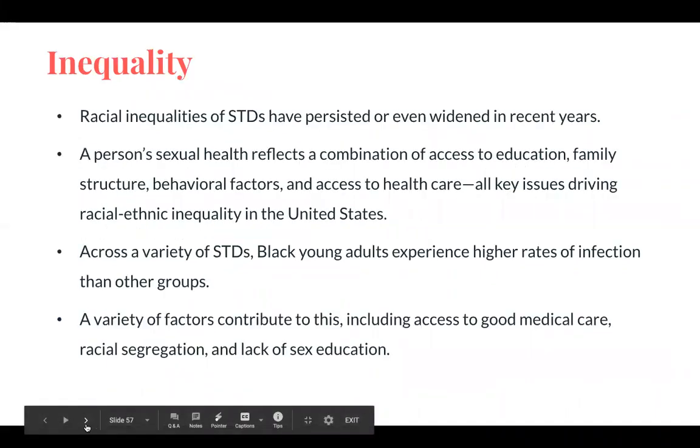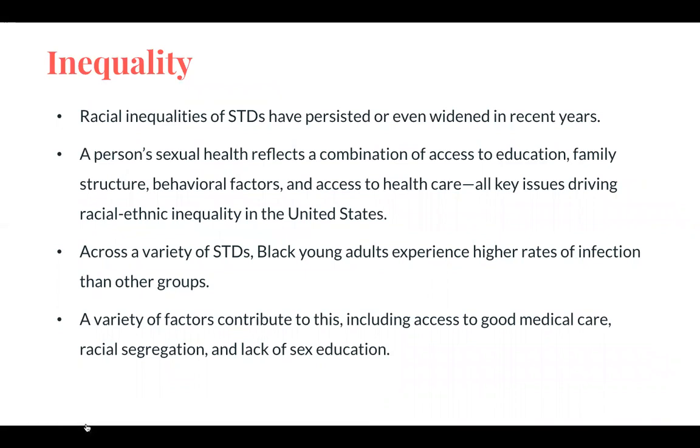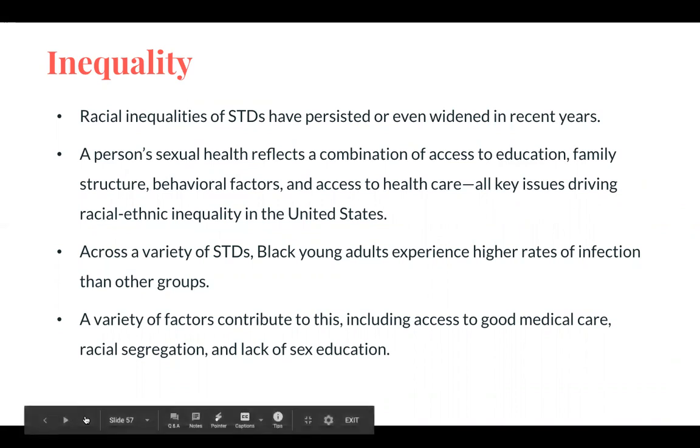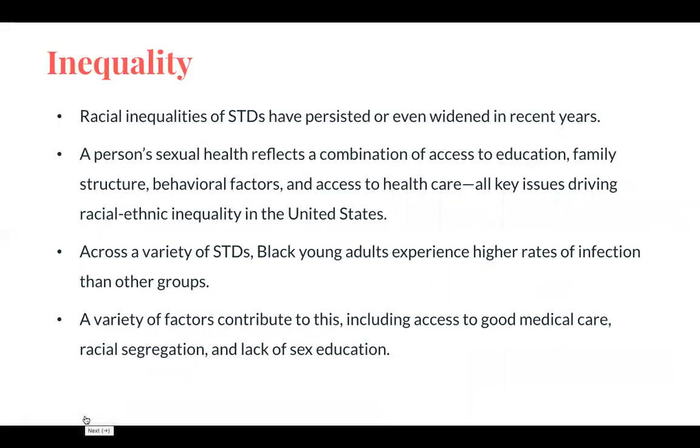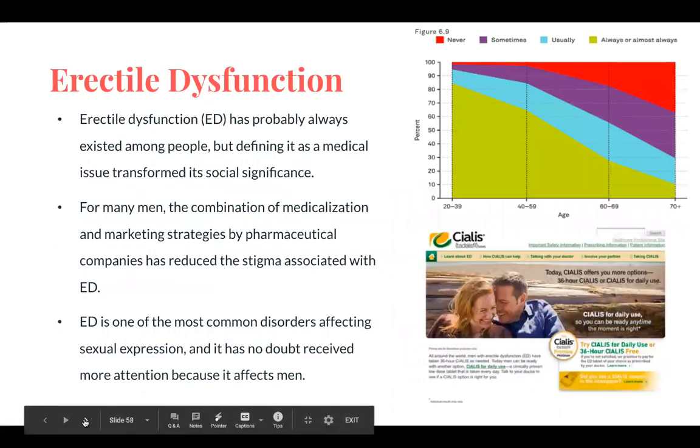There does seem to be racial and socioeconomic inequalities in regards to STDs, STIs, that among some groups of people, there is a higher rate of infection. And some of that does have to do with access to education, access to healthcare, but then also things like family structure and behavioral factors. And so if you were thinking about how do we address this, certainly addressing racial segregation, the lack of sex education, and access to good medical care would be a good place to start.